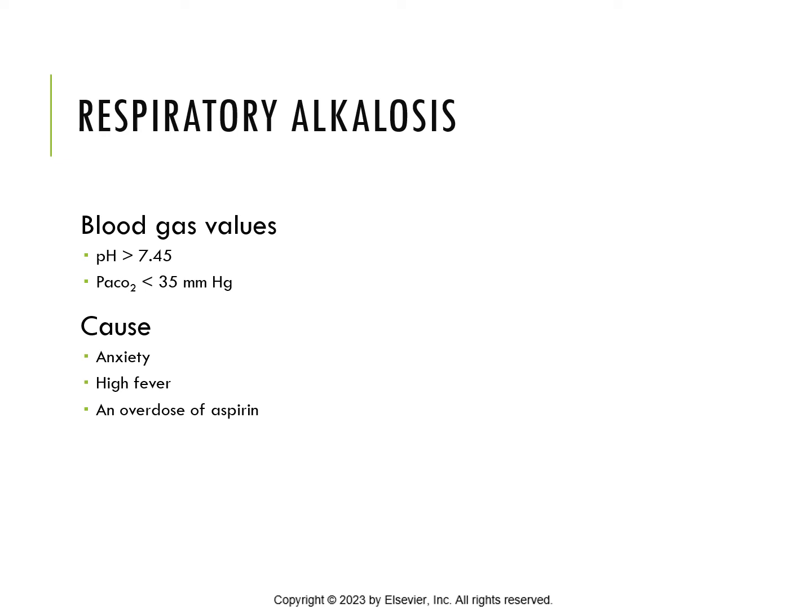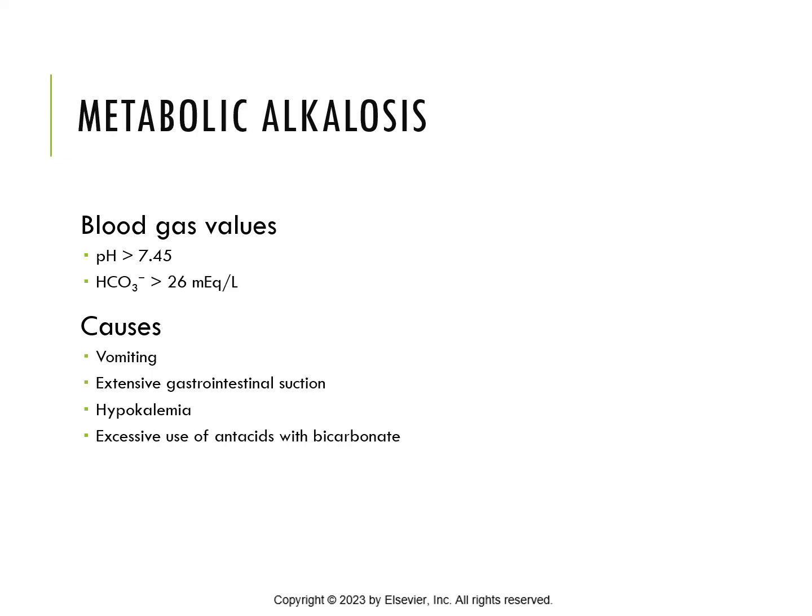Metabolic alkalosis will follow a loss of hydrochloric acid from the stomach. These causes include vomiting, extensive GI suction, hypokalemia, and excessive use of antacids with bicarbonate. Hypokalemia causes metabolic alkalosis because the kidney retains potassium while excreting hydrogen. Symptoms of metabolic alkalosis include neurologic signs such as irritability, disorientation, lethargy, muscle twitching, tingling, and numbness of the fingers and convulsions, and respiratory manifestations such as slow, shallow respirations, decreased chest movements, and cyanosis. In addition, there may be symptoms of potassium and calcium depletion.